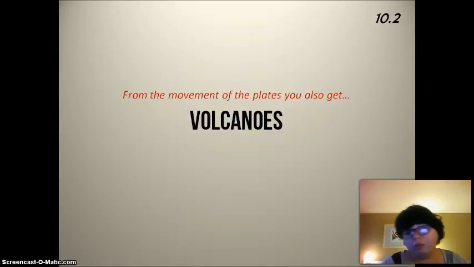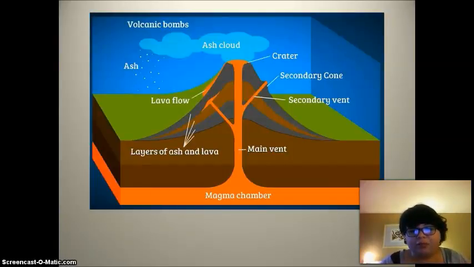Okay, from the movement of those plates, as I mentioned before, you also get the volcanoes. What do we get from volcanoes? Well, they have parts too, so we're gonna see what they are made of. As you know, volcanoes come from magma underneath that comes from the core of the earth. Okay, so we get the magma chamber.